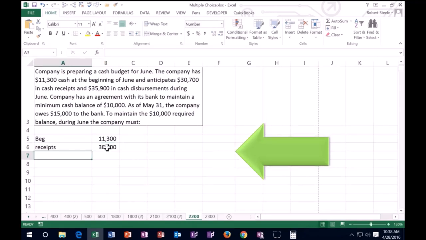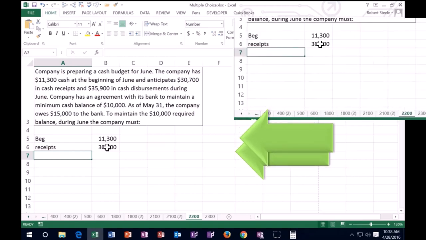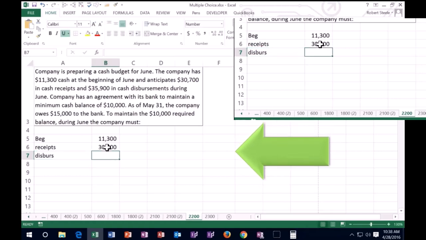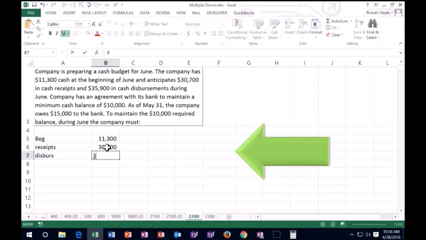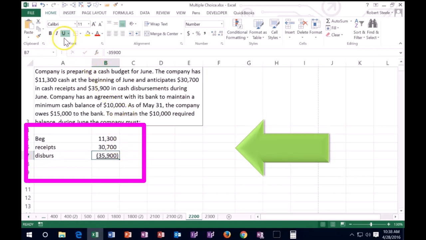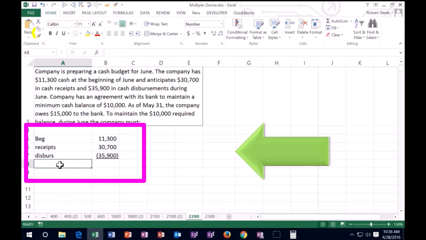And 35,900 in disbursements. So we're going to have to pay out. This is a budget, of course. Disbursements and receipts we're estimating. I'm just going to abbreviate, I'll make it a negative, negative 35,900. And you'll note that I underlined that cell already.